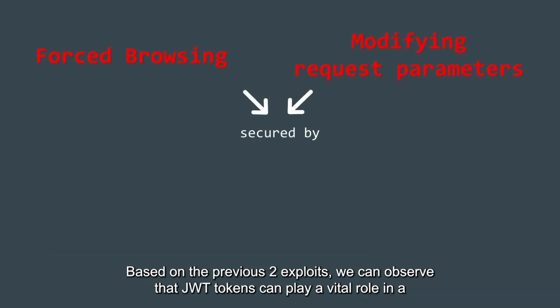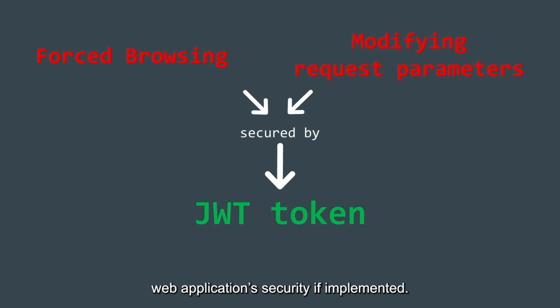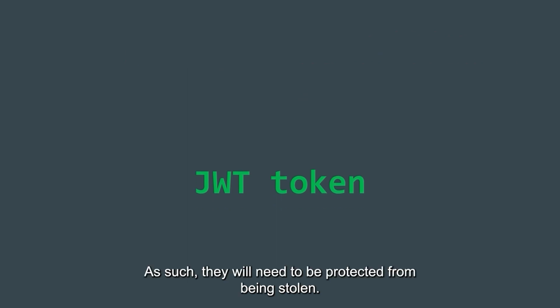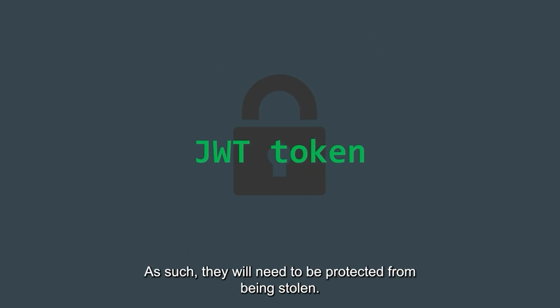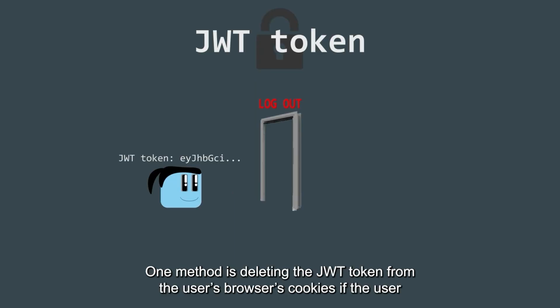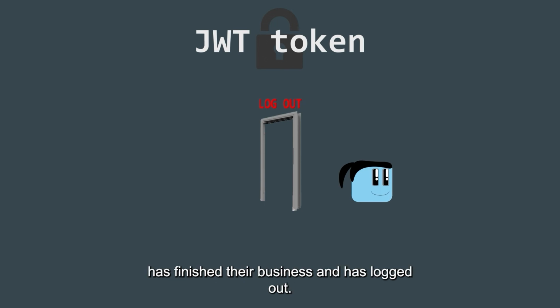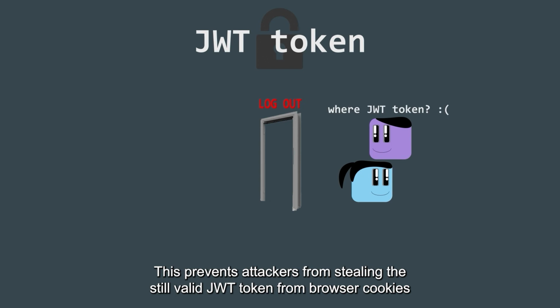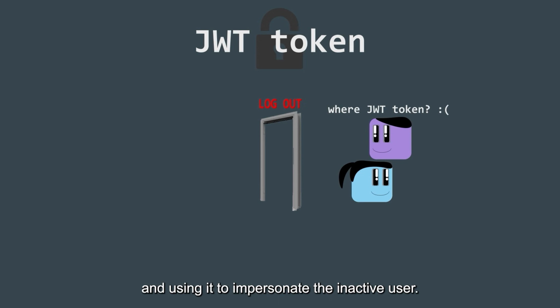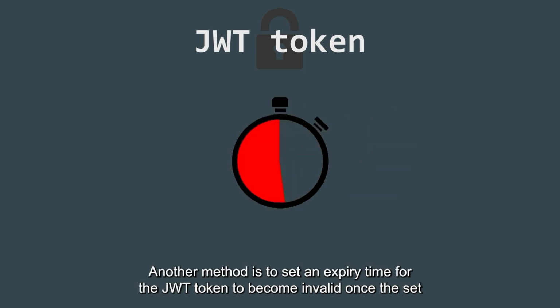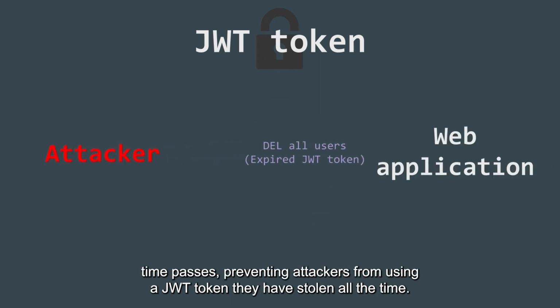Based on the previous two exploits, we can observe that JWT tokens can play a vital role in a web application's security if implemented. As such, they will need to be protected from being stolen. One method is deleting the JWT token from the user's browser's cookies if the user has finished their business and has logged out. This prevents attackers from stealing the still valid JWT token from browser cookies and using it to impersonate the inactive user. Another method is to set an expiry time for the JWT token to become invalid once the set time passes, preventing attackers from using a JWT token they have stolen all the time.